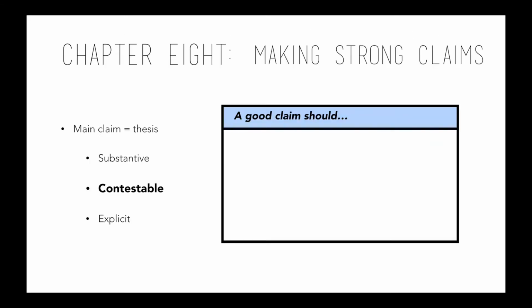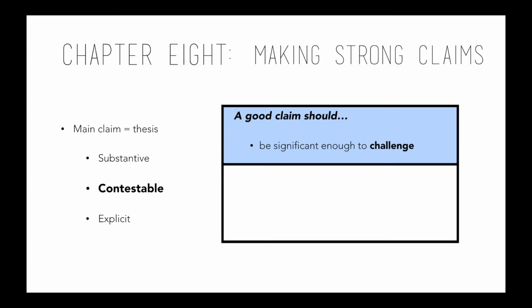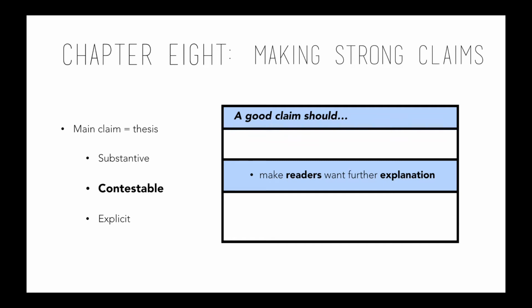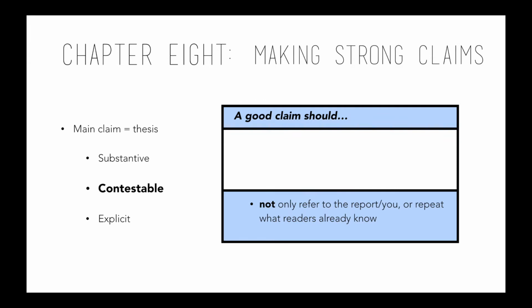Secondly, your claim must be contestable. A good claim should be significant enough that it's contestable, which means readers can challenge it. It should make your readers want further explanation because they have long thought otherwise or never thought about it at all. Your claim shouldn't only refer to your report or you, or repeat what readers already know, because then readers wouldn't contest it, since it wouldn't change what they believe in a meaningful way.